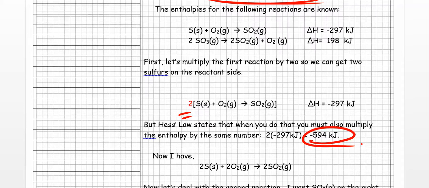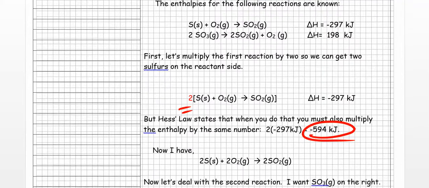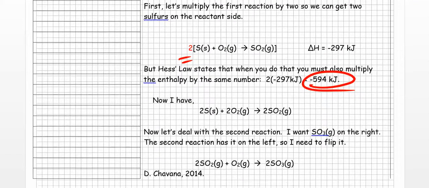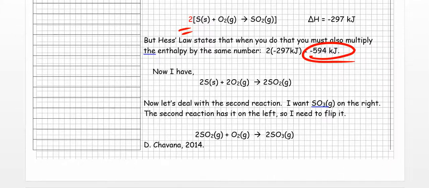All right, so now let's take a look at this reaction. So now what I have is the reverse reaction. I have 2S solid plus 2O2 gas yields 2SO2 gas. That's the exact reaction that I'm going to need for that first reaction. So now let's deal with the second reaction. Now I want SO3 gas on the right-hand side. The second reaction has it on the left, so I need to flip it. I need to flip that second reaction.